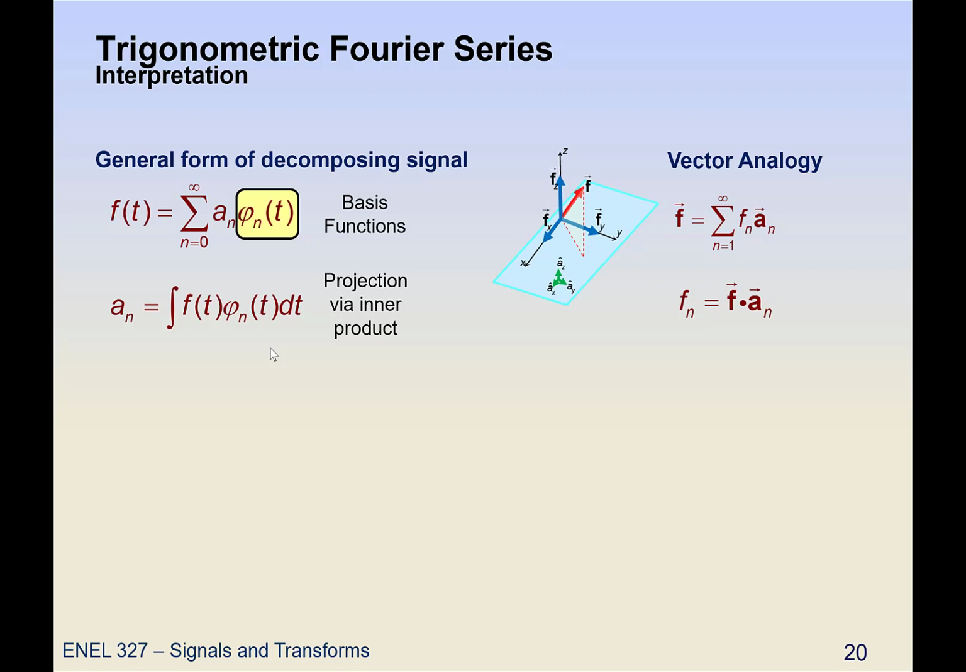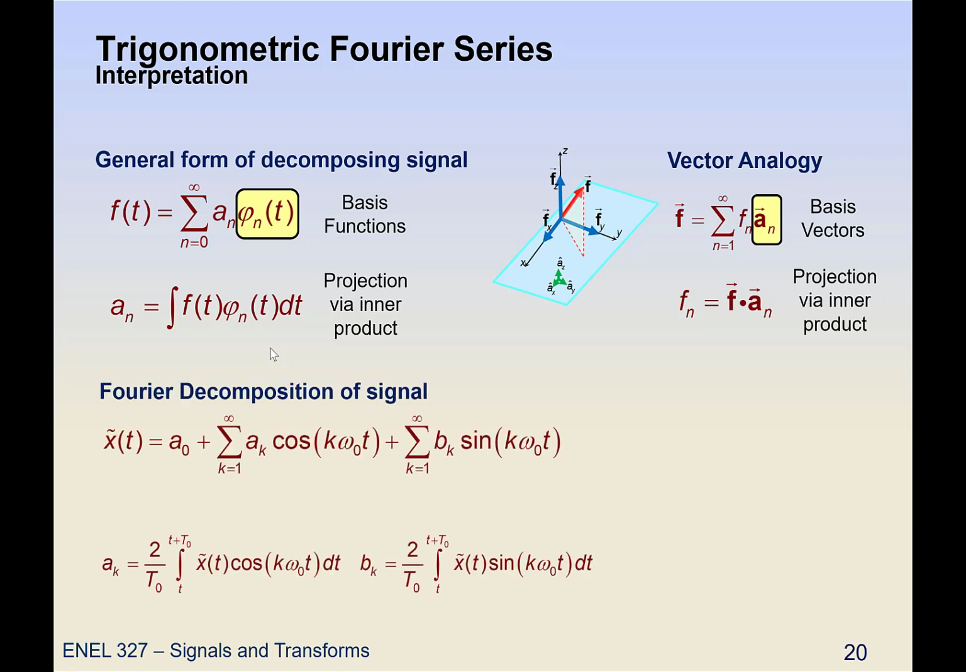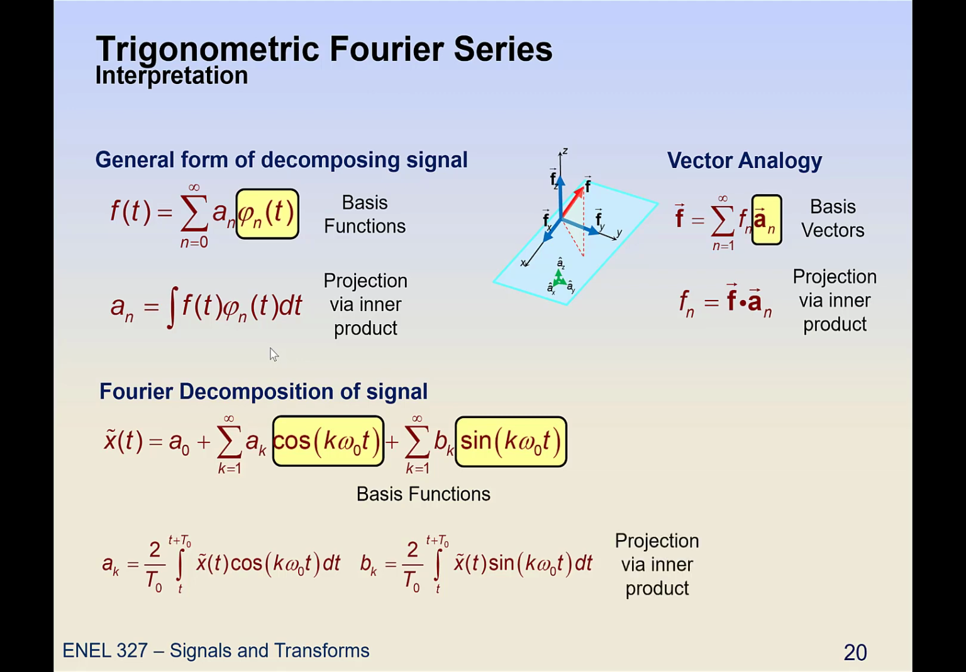And again, you can think back to the vector analogy. We have a bunch of different basis vectors, and we find the constants by a projection. How about for Fourier? Well, for Fourier, our cosines and sines of increasing frequencies, integer multiples of the frequencies, are basis functions. And those coefficients, again, we're just finding those via projection or an inner product.